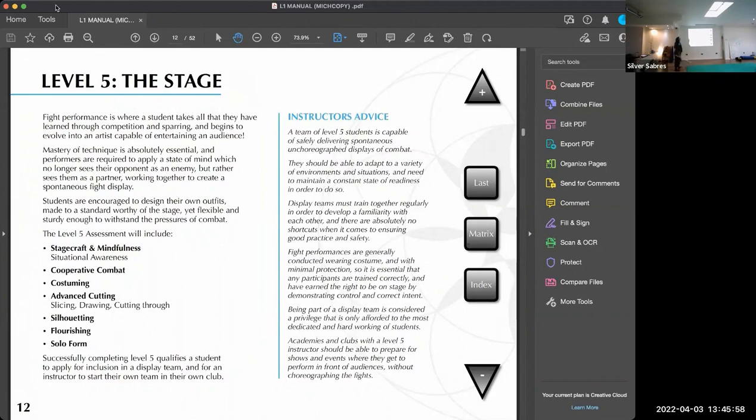Okay. The stage. All right. Six and seven are quite quick, so this is the one where I want you to focus.